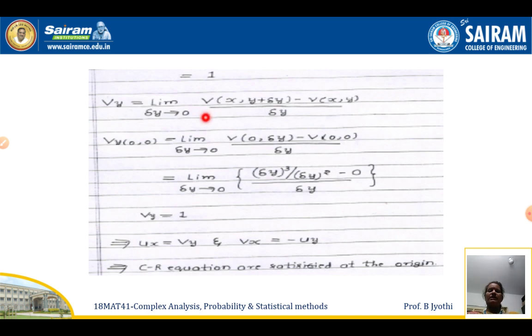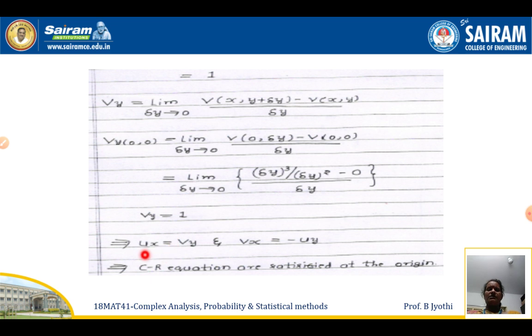Let's find Vy now, the limit as delta y tends to 0 of [v(x, y + delta y) − v(x, y)] / delta y, that gives us [v(0, delta y) − v(0,0)] / delta y, or [(delta y)³/(delta y)² − 0]/delta y, that gives us Vy is equal to 1.